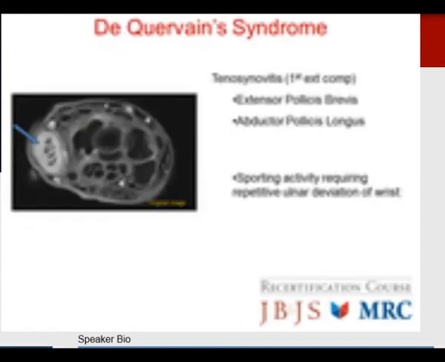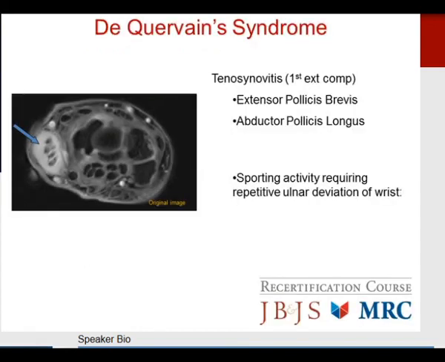This is a case of de Quervain syndrome where the patient presented with a painful mass along the radial aspect of the wrist. We see a large, bulging, fluid-filled first extensor compartment. We see thickening and partial thickness longitudinal tearing involving the extensor pollicis brevis and abductor pollicis longus, indicating signs of de Quervain syndrome.